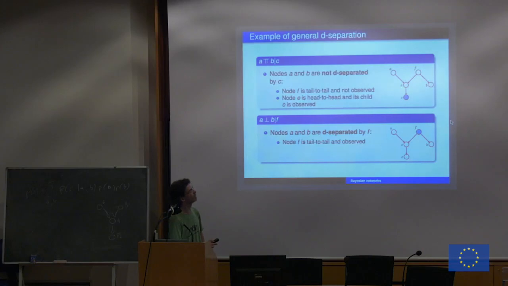It's a tail-to-tail, and the middle node is observed. So information goes from A to F, but it doesn't go up and down to B. And so if C and F are observed, A and B are independent. And you can do this for more complex networks, and multiple paths, with similar reasoning. This is only reasoning about graphical connections, edges. It's not looking at probability tables, probability distributions, and so on. This is one advantage of reasoning with Bayesian networks.